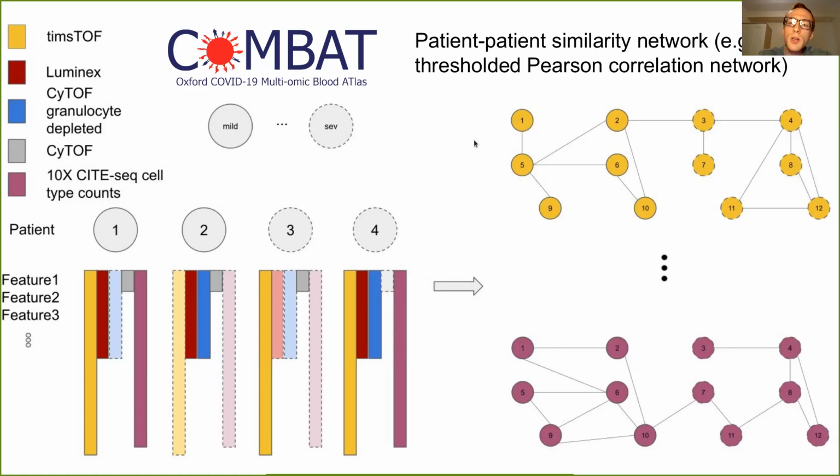We then take each modality at a time and construct separately similarity networks, so patient-patient, or to be more precise, sample-sample similarity networks. So we first pre-process the data, then we calculate similarity and threshold it at some value, and we get this network, for example, for timsTOF, and we get other networks for other modalities. And the first question is how to create networks that are consistent and informative.